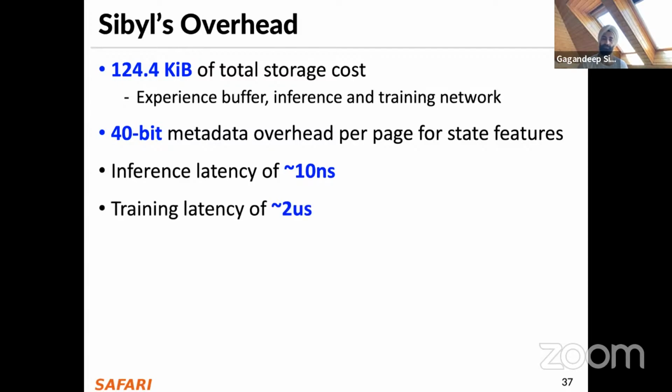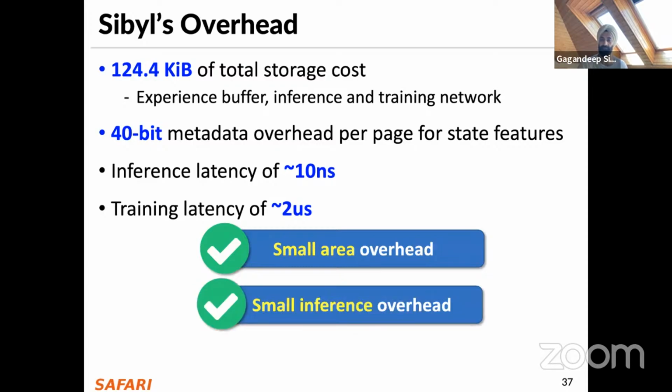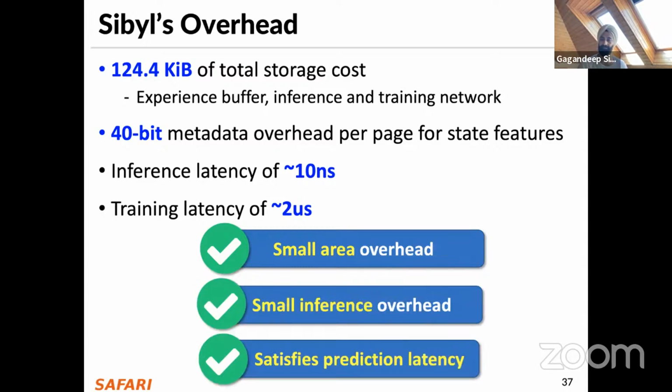The training of the network takes a latency of 2 microseconds. And since, as I mentioned, training and inference are happening asynchronously in the background, it's not really a problem for making a data placement decision. So in the end, Sybil provides a small area and inference overhead, which also satisfies the prediction latency for making data placement decisions.